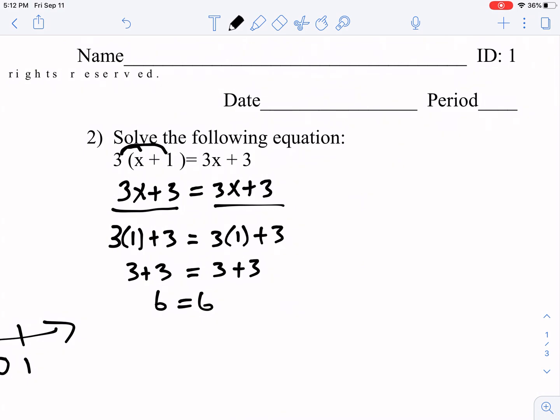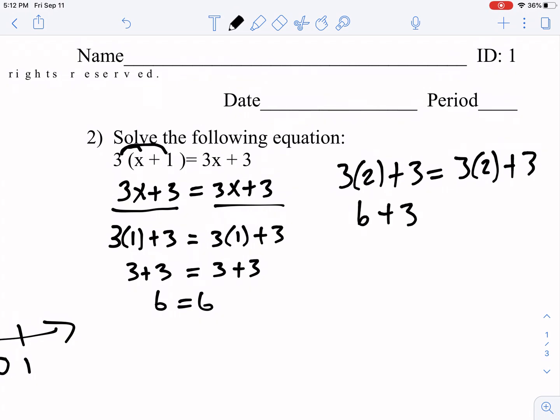Well, what if I tried, I don't know, let's say 2? If I plugged in 2 for x, is it still going to be the same thing on both sides? Well, yeah. 3 times 2 is 6 plus 3, and again, 3 times 2 is 6 plus 3. What's 6 plus 3? 9. So do I get 9 equals 9?